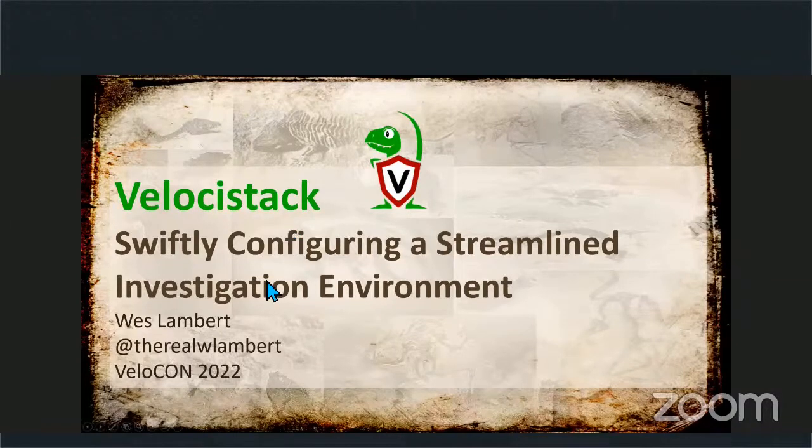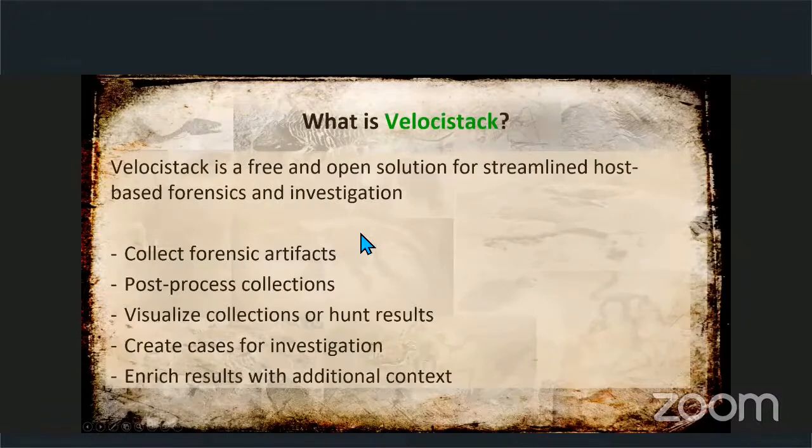All right, so what is Velocistack? Velocistack is a free and open platform for streamlined host-based forensics and investigation. It leverages Velociraptor heavily and ties together some other components to allow you to take that data from Velociraptor and act on it a little more easily, or maybe take it in a different direction. And also for people who want to use it as a case management platform or have something to track investigations, and to be able to enrich that data as well. So that's what we're going to go through as I go through the presentation.